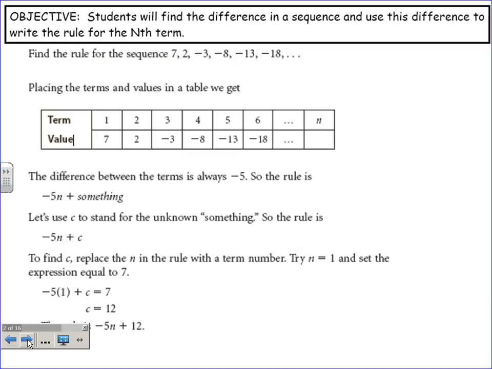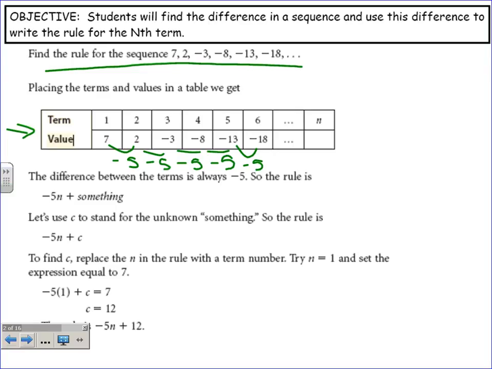Okay. Again, our objective is basically to find the difference in the sequence and use the difference to write the rule. It's a big review of what we did yesterday. Here's the sequence, written in table form. We notice that this goes minus 5, minus 5, minus 5, all the way over, each time stepping down by 5. So the difference between them is always negative 5. So the rule is going to be negative 5 plus something. Now, you could also write it like this: negative 5n plus c. You could write it that way.